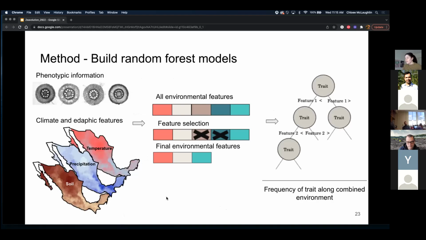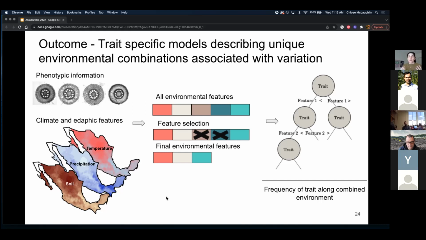So now that we've identified the traits that have significant variation described by environment and the aspects of environment that describe variation in those traits, we can put that data into a random forest model, where we have this outcome of trait-specific models that describe unique environmental combinations associated with trait variation. And we effectively have a model that predicts how our trait changes across combined environment. And we do this for our 9 phenotypes that have significant variation described by environment.